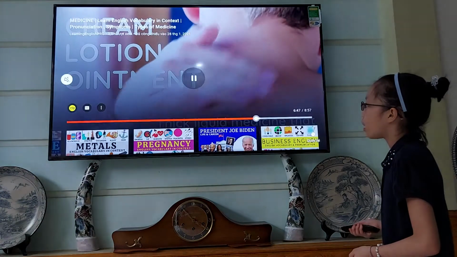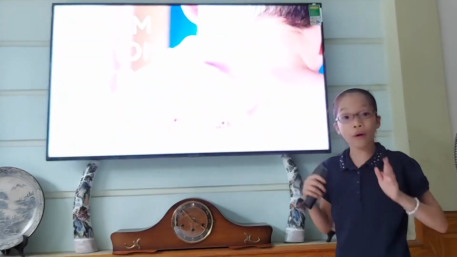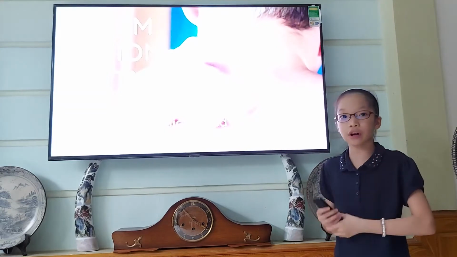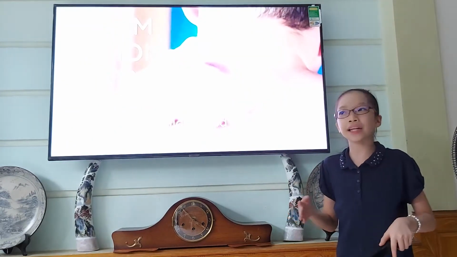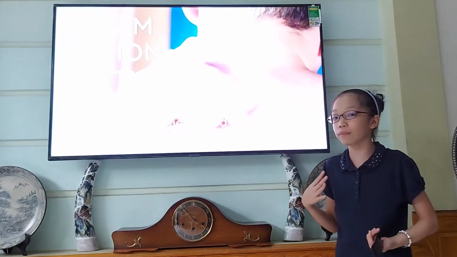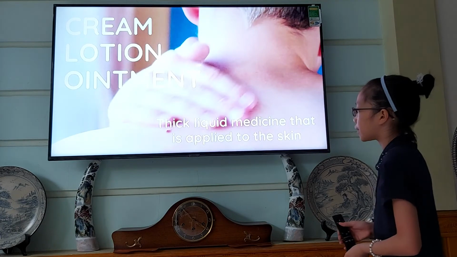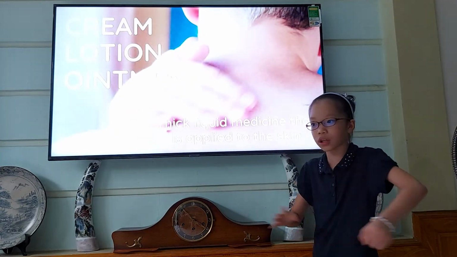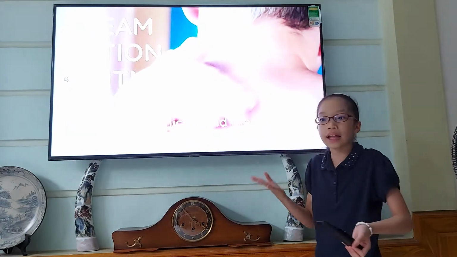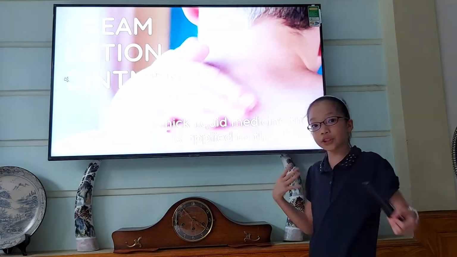Another kind of medicine is a cream, lotion, or ointment. It has three names. You can either call it cream, lotion, or ointment. But I think that I usually call it lotion or cream more than ointment. This is a thick liquid medicine that is applied to the skin. If you have problems with the skin, like spots or whatever, then you can apply the lotion to your body.